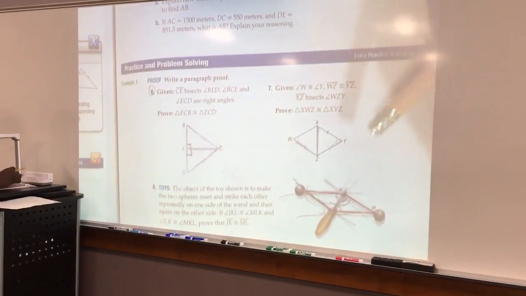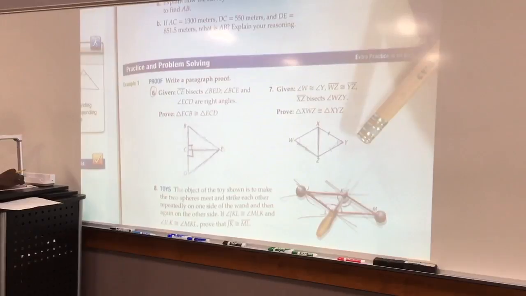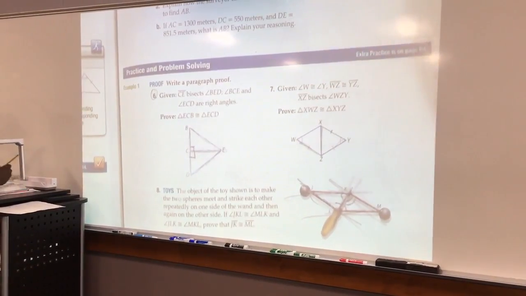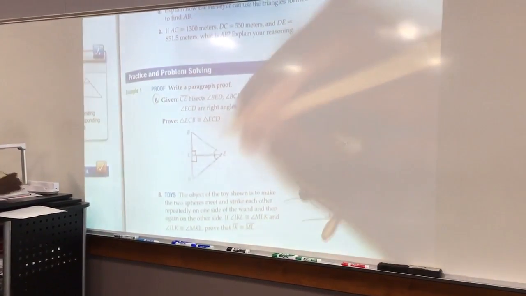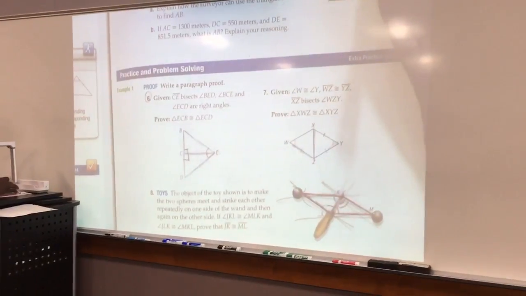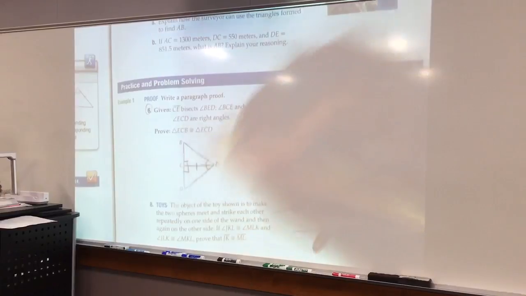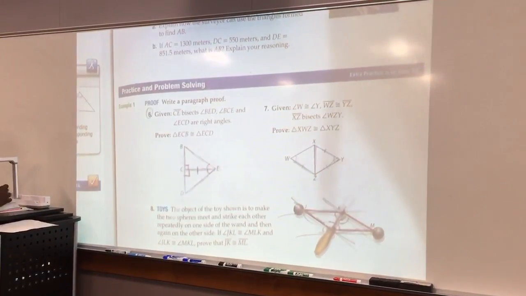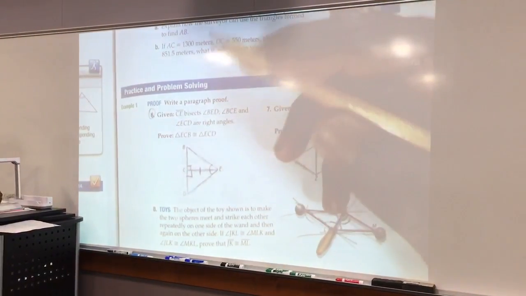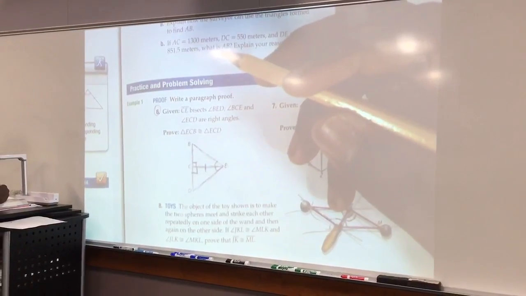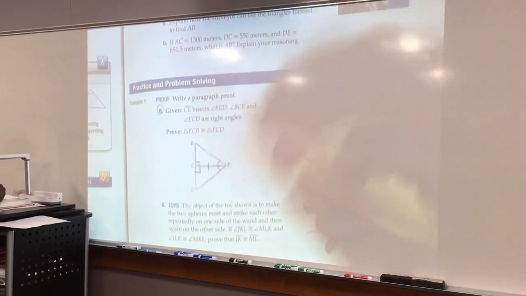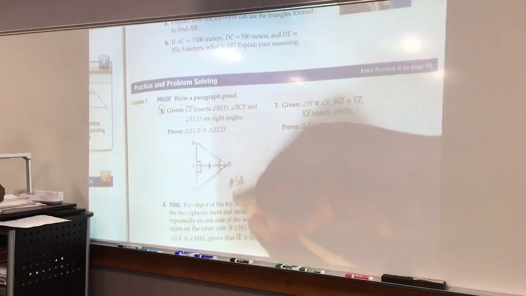Step 3, we use that angle BEC is congruent to angle DEC using the definition of angle bisector. Step 4, we use that segment EC is congruent to itself using the reflexive property. After that, we have just proven that triangle ECB is congruent to triangle ECD by using the ASA postulate.